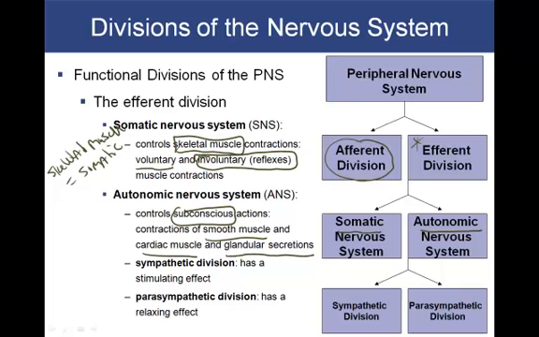And the autonomic nervous system, again, is divided into the sympathetic and the parasympathetic divisions. The sympathetic division has a stimulating effect, while the parasympathetic has a relaxing effect. So these two systems are antagonistic. They work against each other. One is going to stimulate, and the other one is going to induce relaxation.